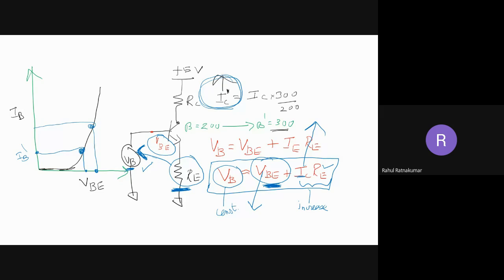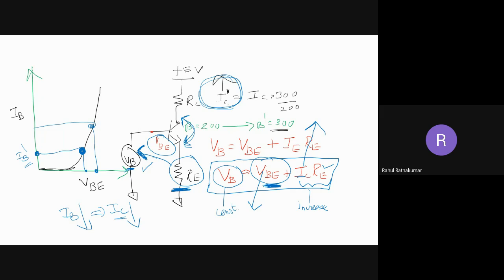When VBE is reduced, we can see IB is automatically reduced. This is the diode curve. In the diode curve, the junction voltage is reduced. So IB is automatically reduced, following the exponential curve. Now, with the reduction in IB, my IC is also reduced. As IB is reducing, IC is obviously reducing, right? Even though beta is increasing, my IB reduces, so IC is reduced. So when IC is reduced, what happens? Automatically, VC also gets back to the earlier value.